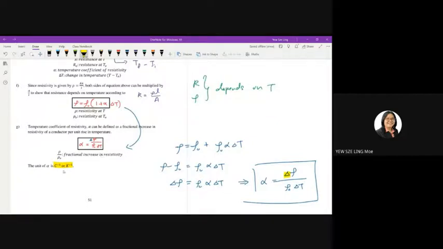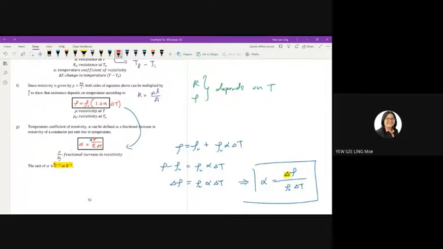Ini yang kita sudah pernah tengok di sem lepas. Dia tak kisah kamu tengok degree C atau Kelvin. Sebab apa? Sebab temperature change dalam degree C dengan dalam Kelvin adalah dia sama.